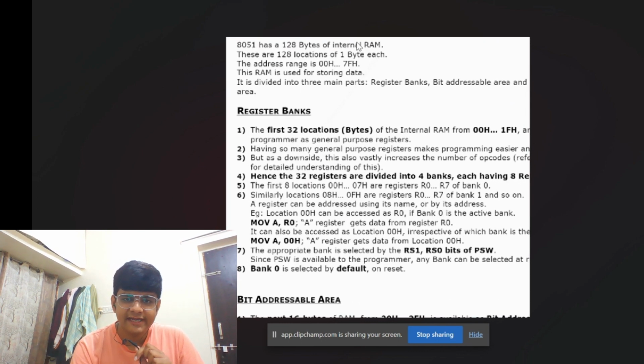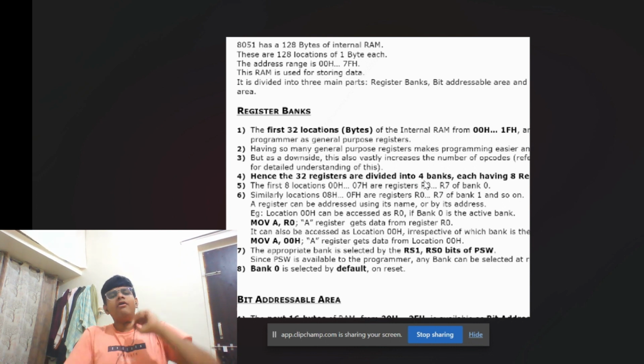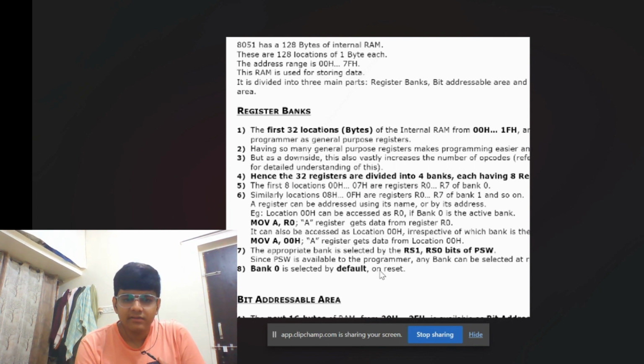Yeah, it is clearly mentioned here. You can read that the 8051 has 128 bytes of internal RAM, 128 locations of 1 byte each. The RAM is used for storing data. The first part is the register bank. The first 32 locations of the internal RAM, from 00h to 1Fh, are the general purpose registers. Having so many general purpose registers makes programming easier, but as a downside, it vastly increases the number of opcodes. Hence the 32 registers are divided into four banks, each having 8 registers. I have already explained all these points in the previous slides.